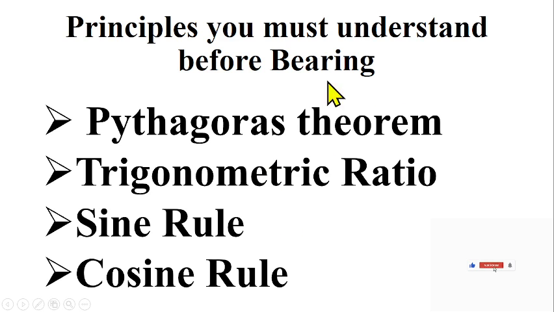So if you don't understand Pythagoras theorem, trigonometric ratio, sine rule and cosine rule, then you will have problem in bearing. And if you don't want to have problem in bearing, please, you must understand all these four principles, and all of them are already discussed on my channel. So you can find the video on each of these principles on my channel. So you must understand Pythagoras theorem, trigonometric ratio, sine rule, and cosine rule.